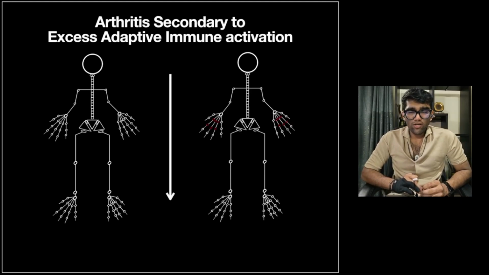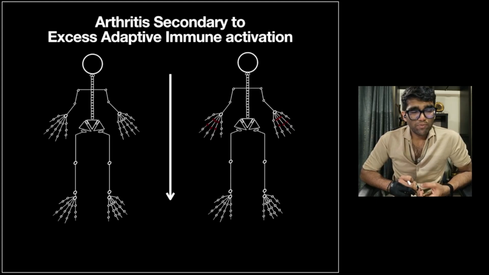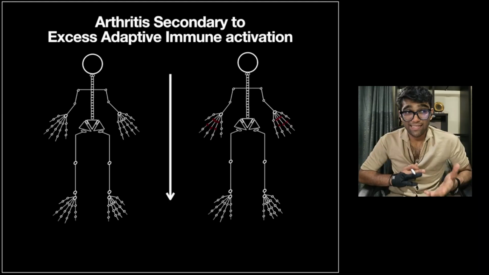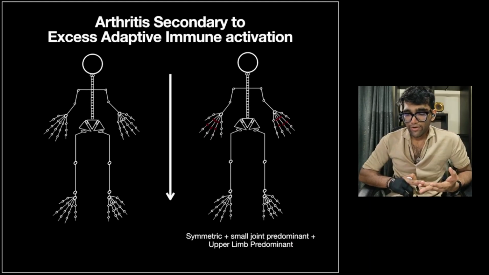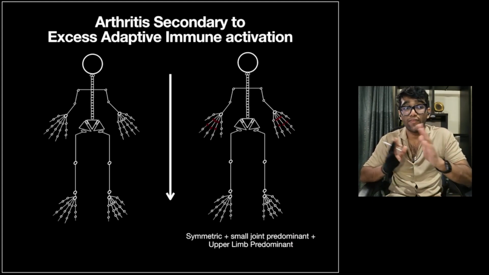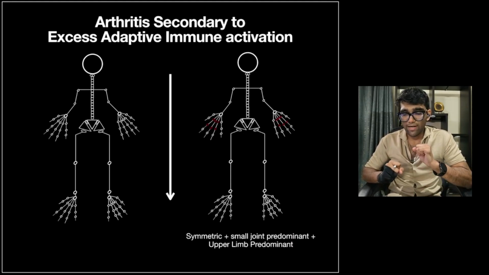Okay, so what would be the expected pattern? The expected pattern should follow the distribution of the antigen against which the adaptive immune responses occur. And see, each human being is extremely different from the other, so this could vary from one person to another very significantly. But I can say one thing for sure: it is not going to follow the pattern that we discussed for excess innate immune activation. So it usually is symmetric because there is no reason for asymmetry. It usually is small joint predominant, and it is usually upper limb predominant, but it can be a lot of other things also. But definitely a lack of symmetry would be something that we would find very odd, or at least persistent lack of symmetry.